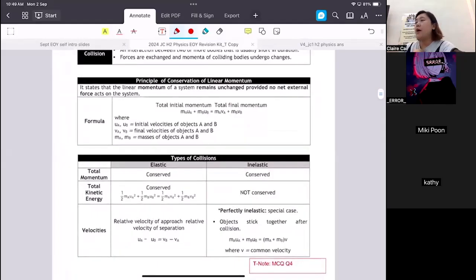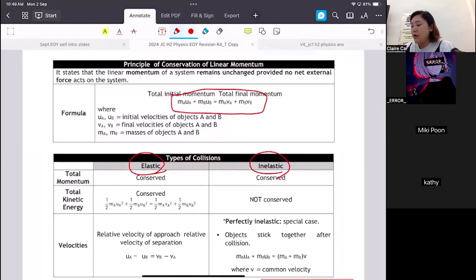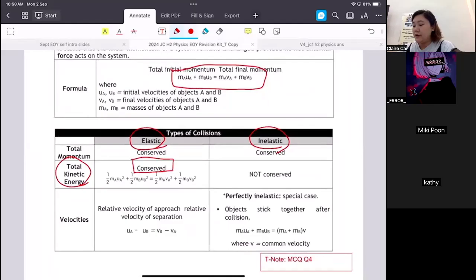We're looking at collisions. We're also looking at the conservation of momentum versus conservation of kinetic energy. So that's why it's important to look at what type of collision we're looking at: elastic versus inelastic. The principle of conservation of linear momentum is applicable for everything. It means that you will always be able to use this formula: mAuA plus mBuB equal to mAvA plus mBvB. But only for elastic, the total KE is conserved.